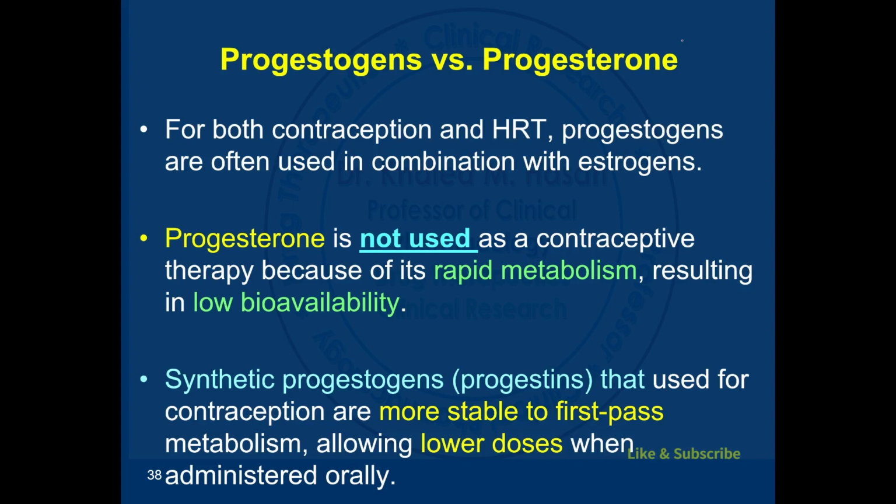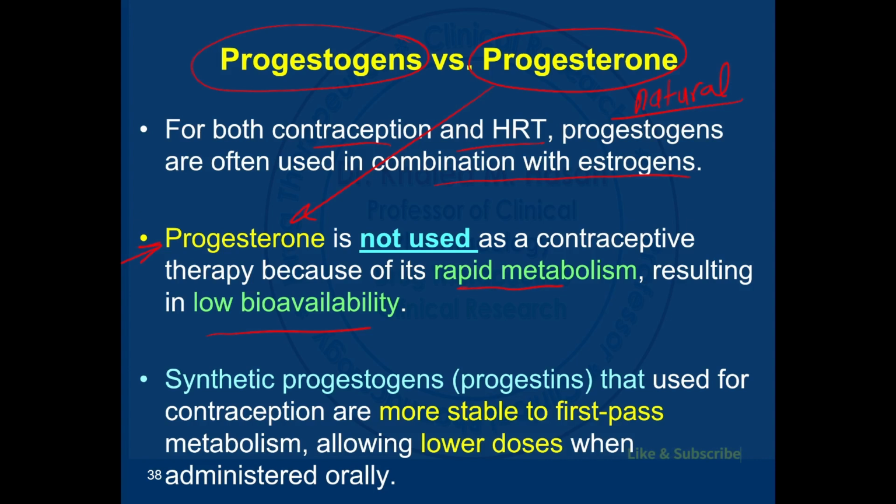Progesterone, as you mentioned, is a natural hormone produced mainly from the corpus luteum, and progestin is a synthetic hormone. We use it for contraception and HRT, alone or in combination with estrogen. Natural progesterone is not used in contraceptives because of rapid metabolism and low bioavailability.